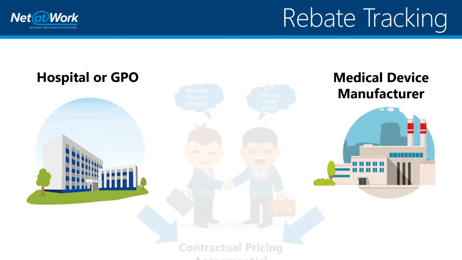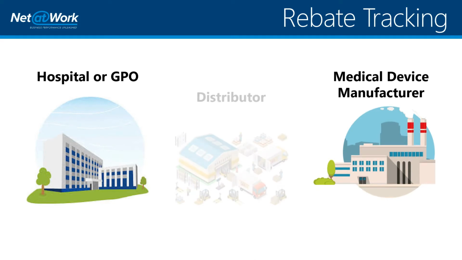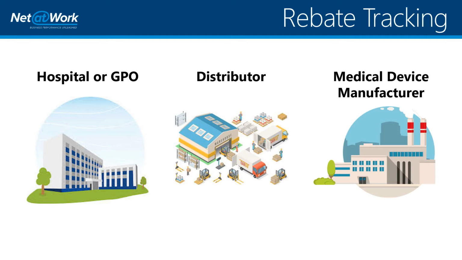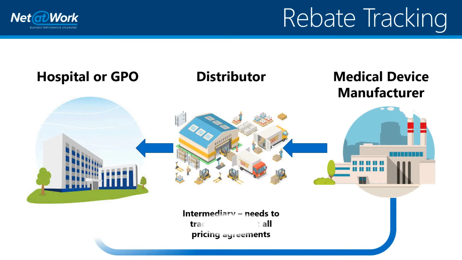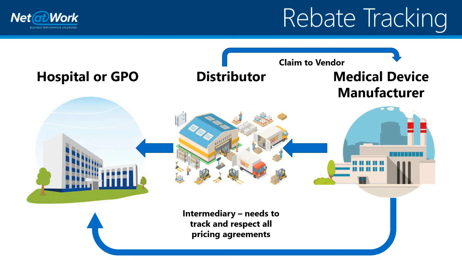Now this becomes very complex when you introduce an intermediary such as a distributor to the mix. The distributor would purchase product from the manufacturer, stock it in their warehouse, and at a later date, potentially sell it to a hospital or group purchasing organization. Oftentimes, they are buying from the manufacturer at a higher price, selling to the hospital at a pre-negotiated discount, and they have to keep track of all of the pricing agreements between the manufacturer and the hospital in order to claim a rebate from the manufacturer at the end of the sales process.